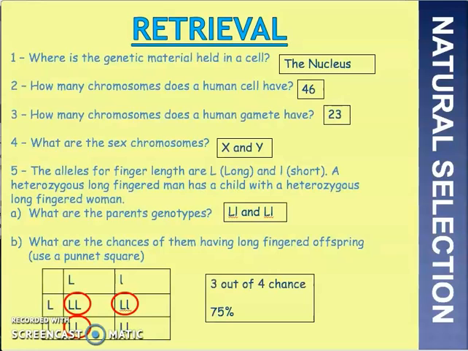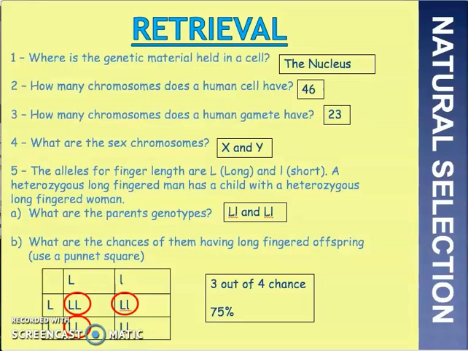Okay, so here are the answers. So number 1, the genetic material is found in the nucleus. Number 2, in the human body cell there are 46 chromosomes. Number 3, human gametes have 23 chromosomes. Remember the gametes are the egg and sperm.